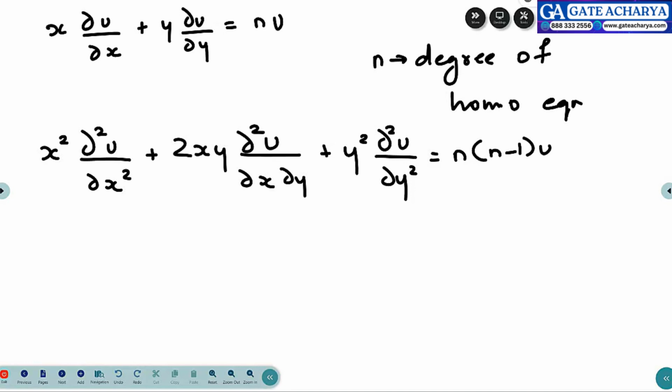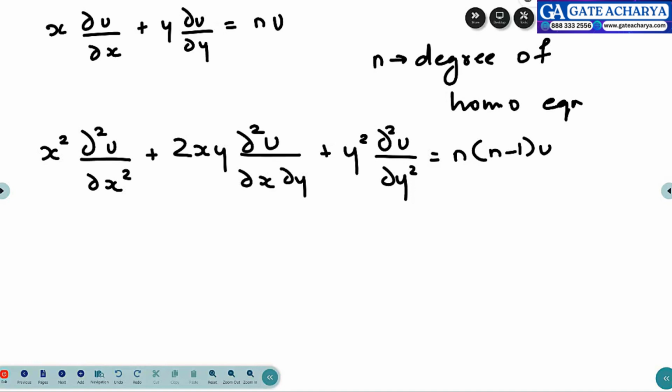x cube dou cube u by dou x cube plus 3x square y into dou cube u by dou x square dou y plus 3x y square into dou cube u by dou x dou y square plus y cube into dou cube u by dou y cube is equal to n into n minus 1 into n minus 2 into u. Like that, you can go for the higher powers. For the GATE examination, only 2 powers are needed. I told you how to generate it, but for the GATE examination, this is sufficient. This is the theorem.